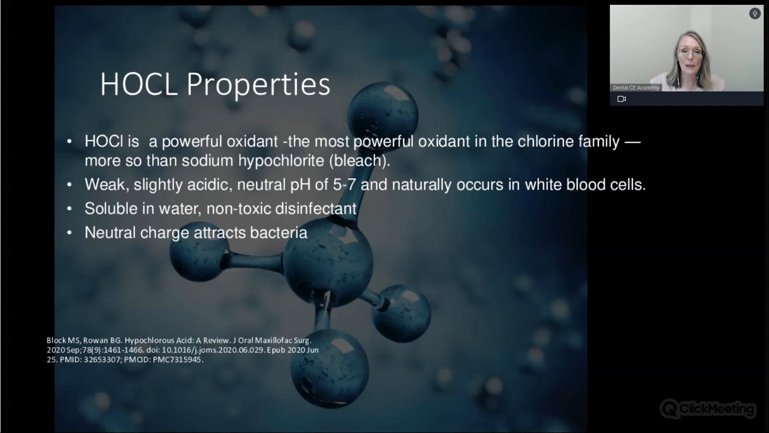It's a powerful oxidant. It's the most powerful oxidant in the chlorine family, more so than bleach, more so than sodium hypochlorite. It is a weak, slightly acidic. It should be around neutral pH. For some of you that may be producing these with a countertop generator, yours may be more on the acidic side. This hypochlorous acid naturally occurs in the white blood cells. It is soluble in water, it's non-toxic, and it is a neutral charge.